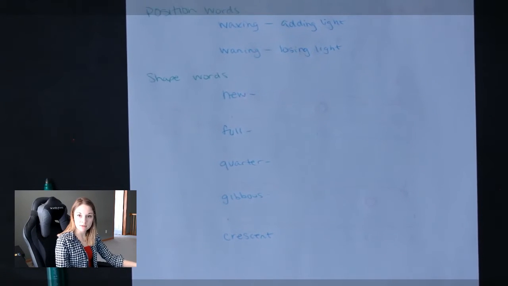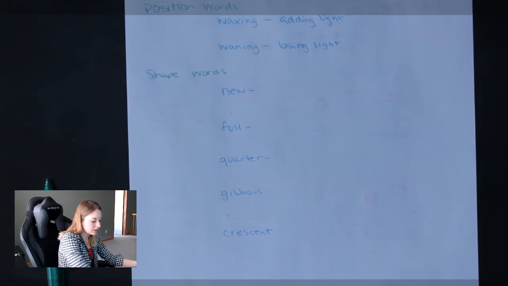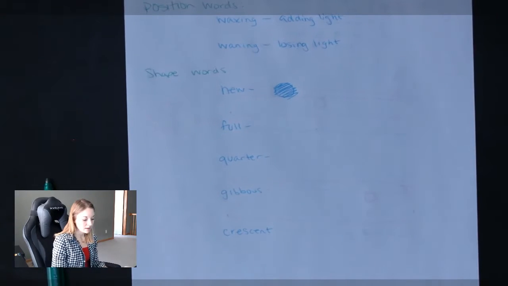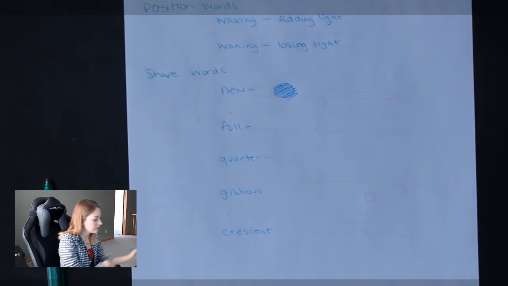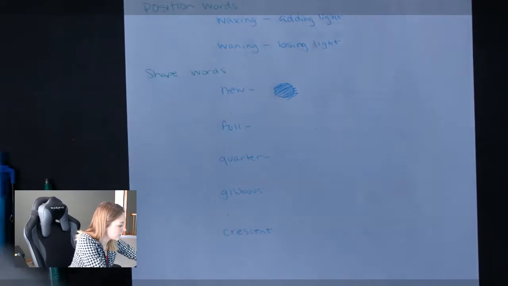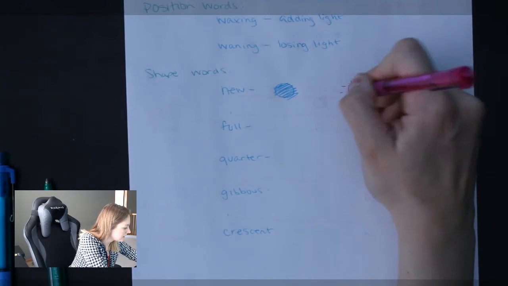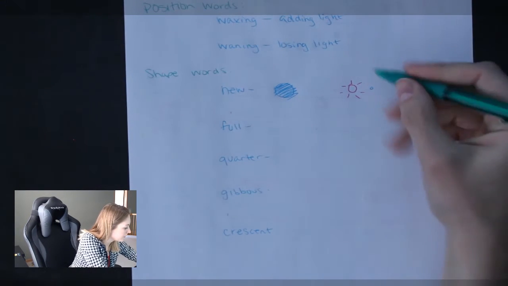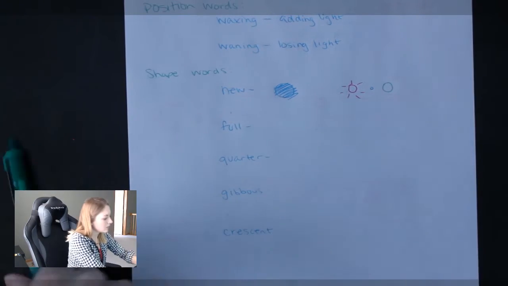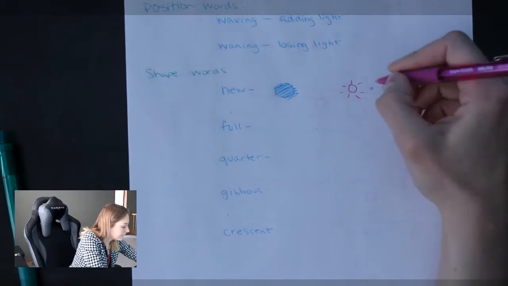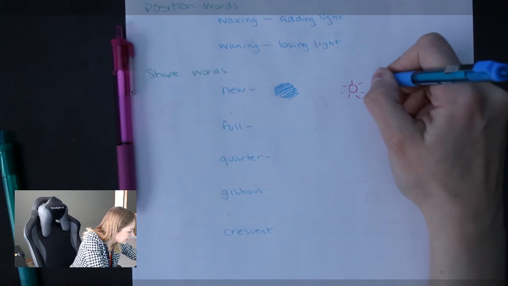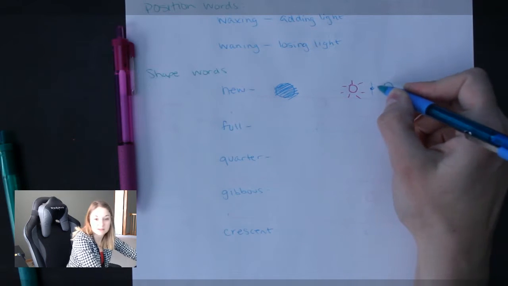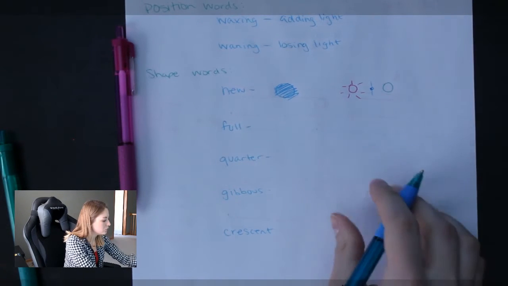Then we have our shape words. New is going to be really no moon at all. So if you were to see something, it's going to be all blacked out. And this happens when the sun, I'm going to do my little drawing here. If I had the sun, and then the moon falls in a position where it is exactly between the earth and the sun, what is going to happen is only the back half of this is going to be lit up. And so from the earth perspective, it is all dark. So that's how a new moon happens.